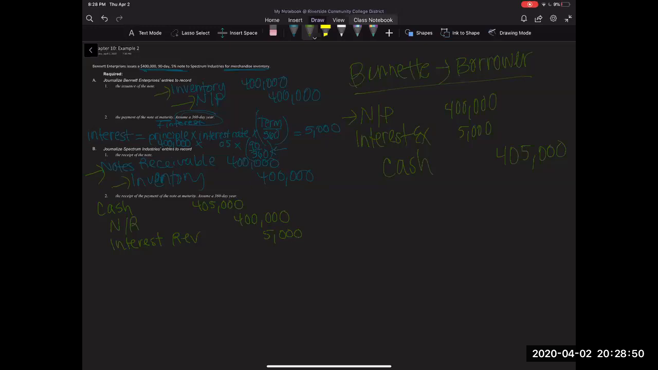And now when it's time to pay you back at maturity, they're paying off that notes payable and they're reducing their notes receivable. They're losing cash, they're gaining cash. This is interest expense, this is interest revenue. So it all somewhat is a blanket or a mirror of transactions for both parties. So hopefully I made that really clear to you guys.